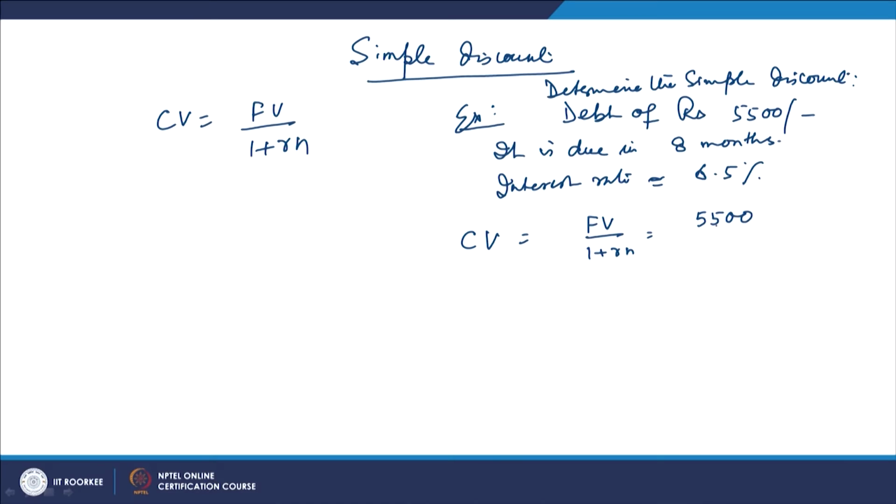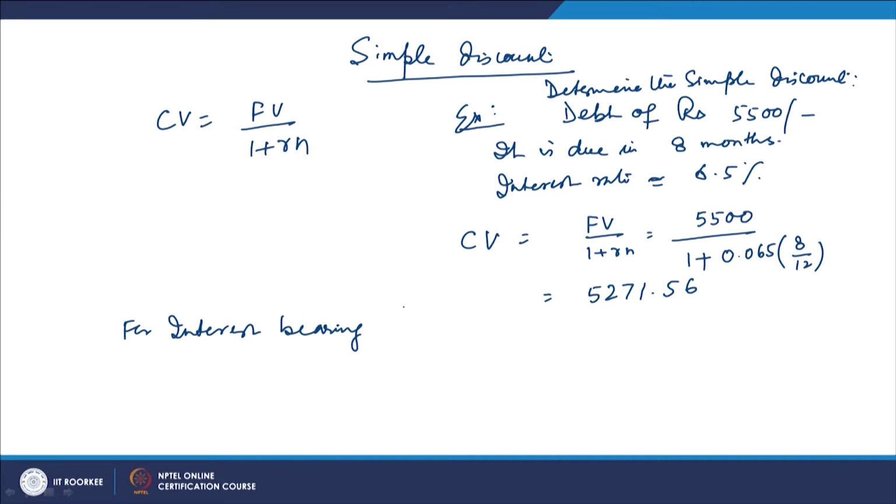So, it will be 5500 divided by 1 plus R, which is 0.065, and it is 8 months, so 8 by 12 years. If you do the calculation, it comes out to be 5271.56. So, you can have the discount amount, that will be 5500 minus 5271. This discount which you are getting is known as the simple discount.